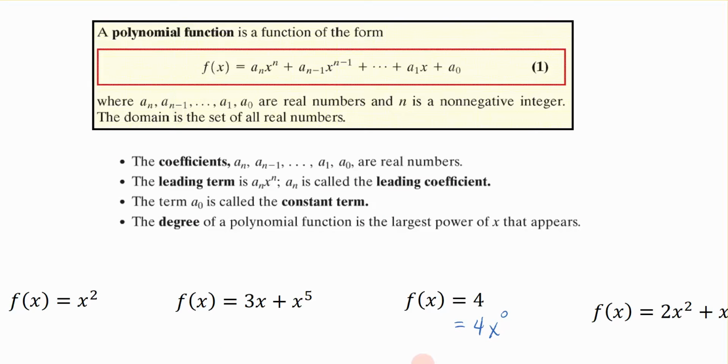So that is the formal definition of a polynomial. And next we're going to look at some characteristics of polynomials.